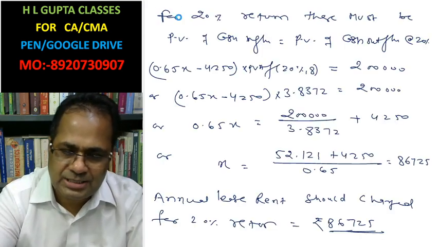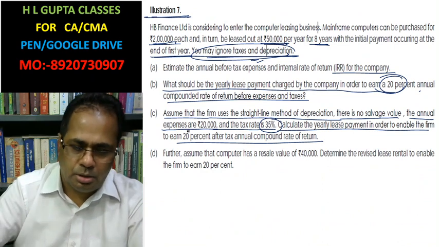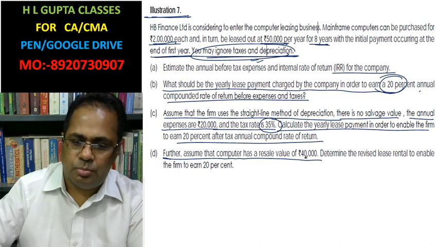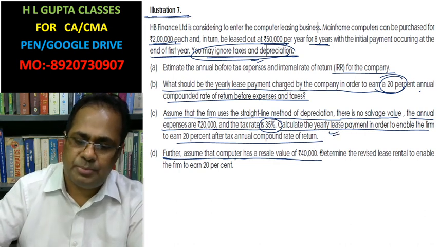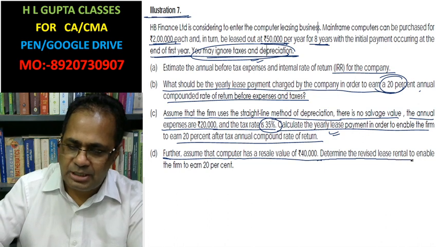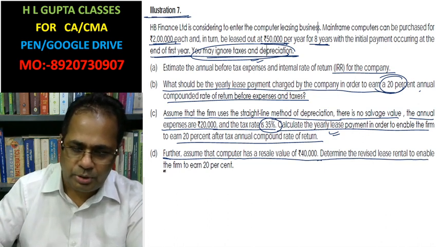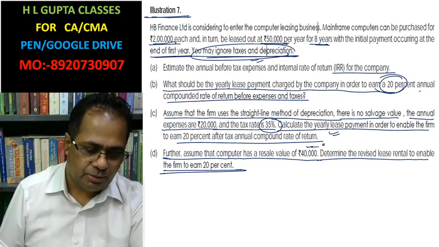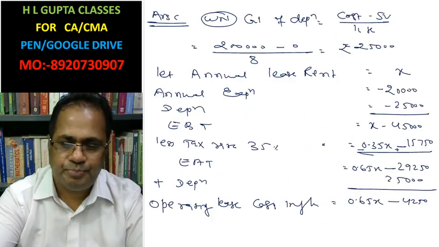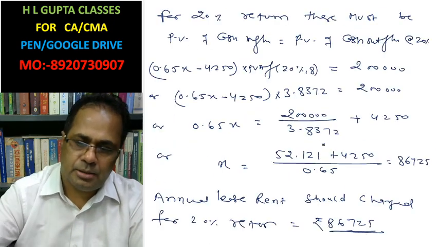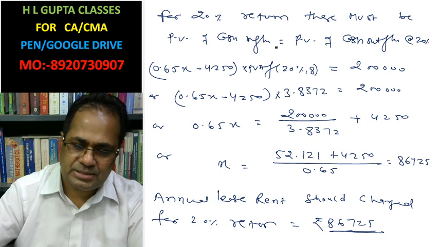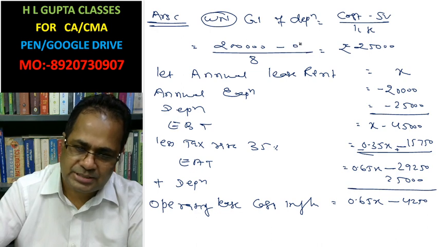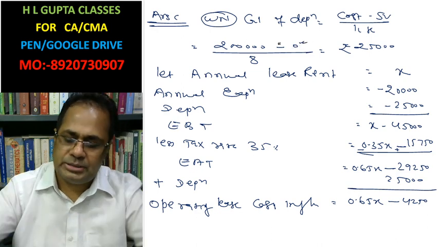Part D is also exactly the same way. Look at here. Further assume that the computer has resale value. In this part there was no resale value. Determine the revised lease rental enabled to form 20% return. That is a resale value, that is a scrap value, 40,000. Now, in this case, you also have to calculate depreciation, but you have to charge depreciation with scrap value 40,000. Remaining all things are same.